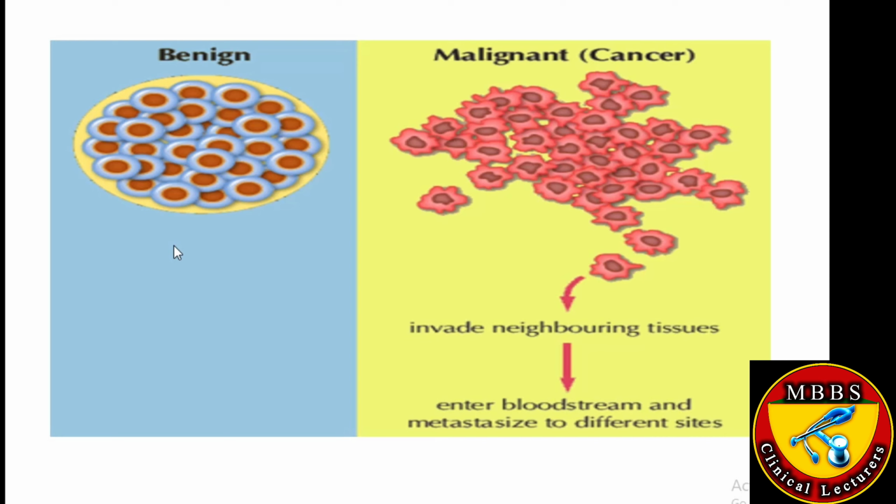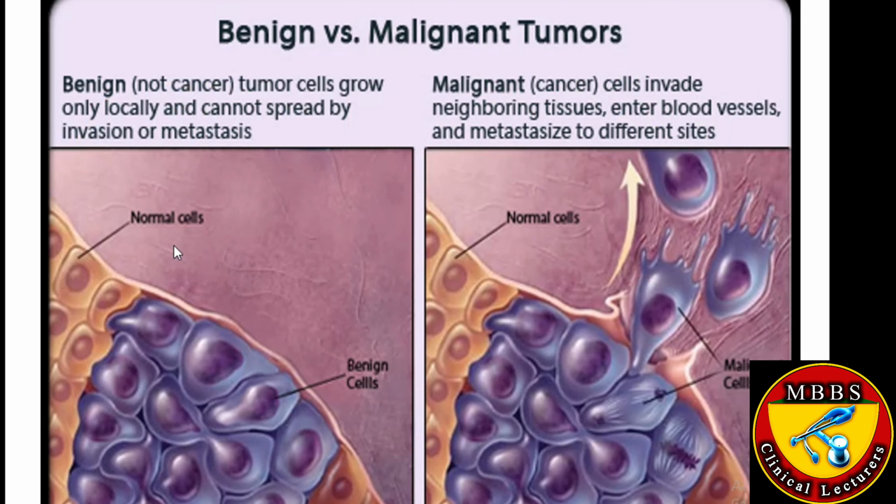And then, why is it malignant? Why is it harmful? Because it invades the blood vessels, and through the blood vessels and lymphatics, it may reach a distant part of the body. And that's how it spreads. So the difference between benign and malignant tumor is very crucial and you have to see it.